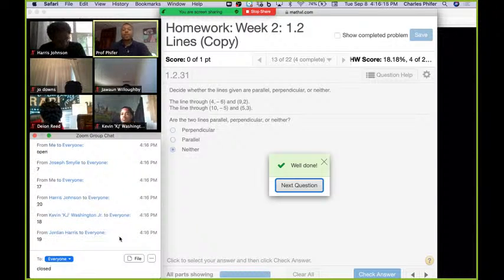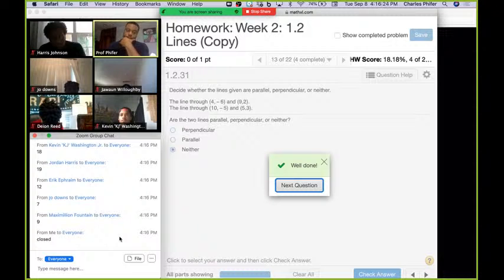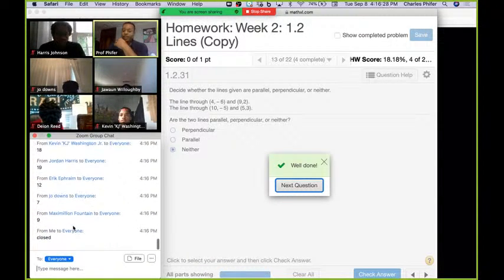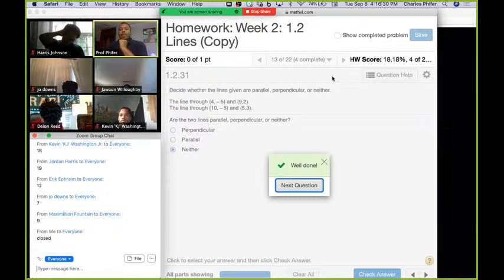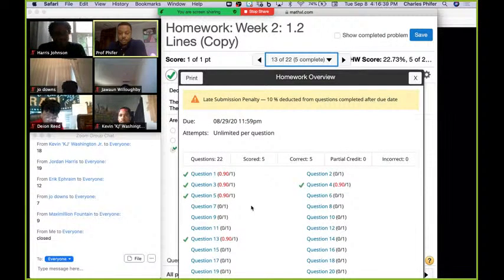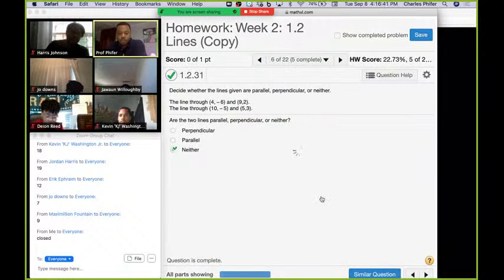Hey Google, give me a random number 1 through 22. Here's a random number, 5. Anybody get 5? Okay. Let's see. Oh, we did 5 already? Let's do 6 then.